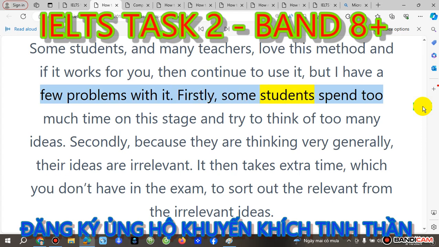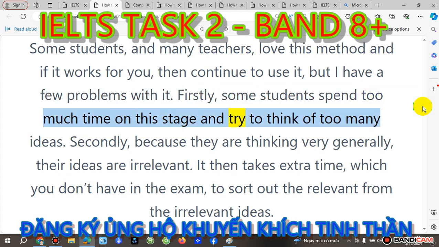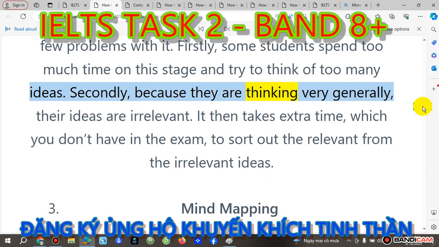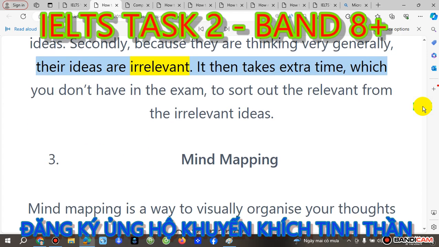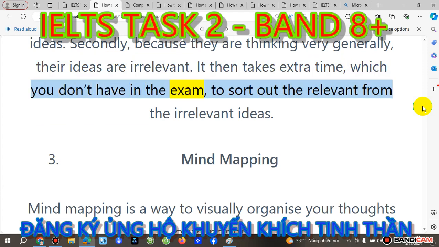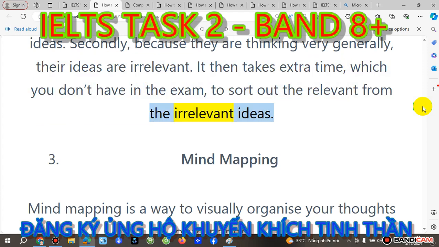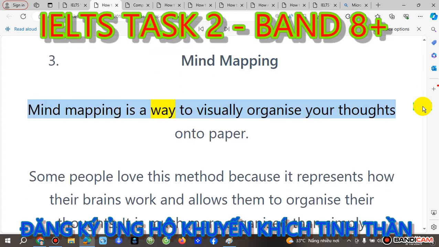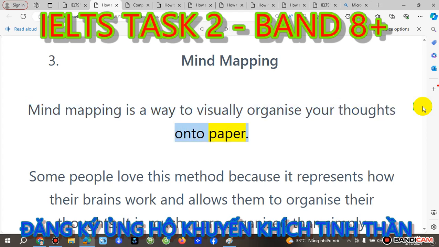Firstly, some students spend too much time on this stage and try to think of too many ideas. Secondly, because they are thinking very generally, their ideas are irrelevant. It then takes extra time, which you don't have in the exam, to sort out the relevant from the irrelevant ideas. Mind mapping. Mind mapping is a way to visually organize your thoughts onto paper.